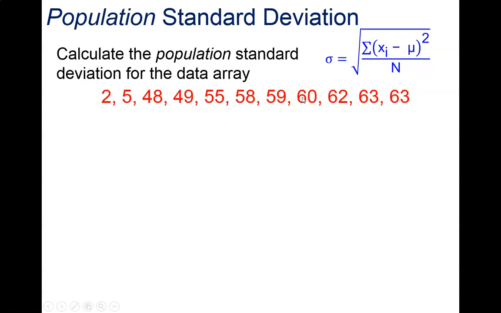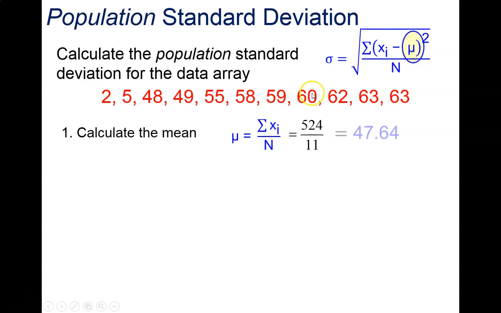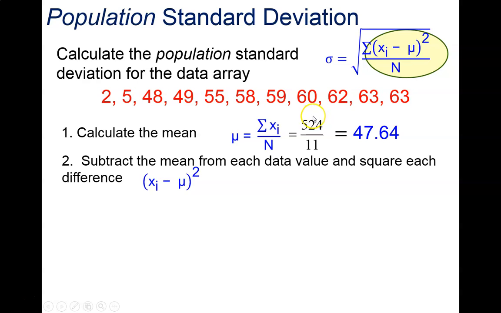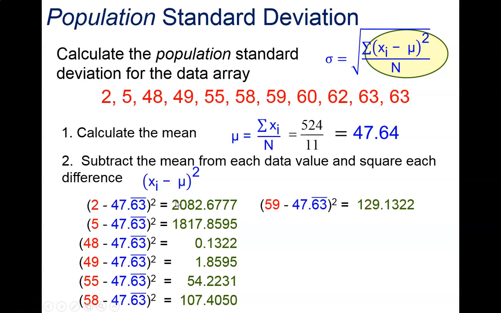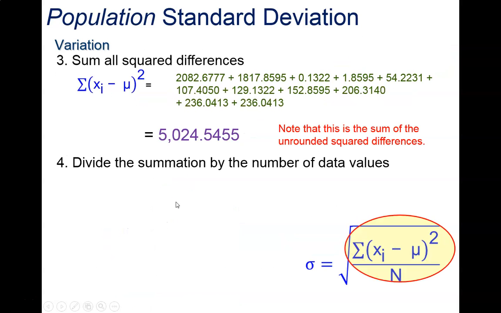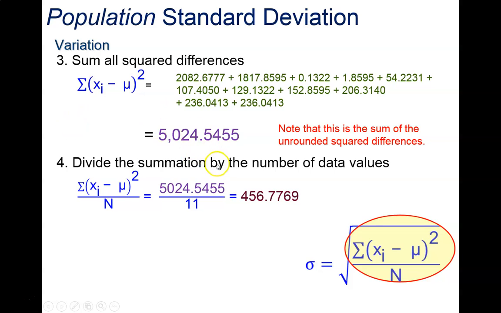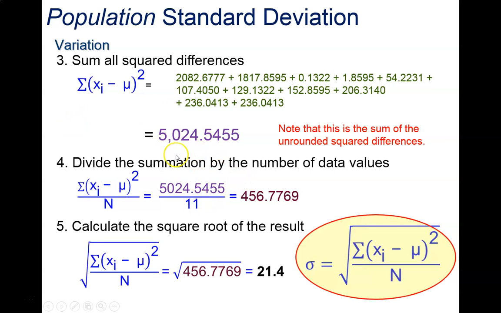Calculating the population standard deviation is pretty similar. I'm going to go through this very quickly again. Find the average, subtract each number from the average, and square it. It's the same basic process. And then add all those up, divide by the total number. You don't subtract 1 from it, and then square root that, and you get 21.4 as the population standard deviation. I'm certainly not going to make a big difference between those two.